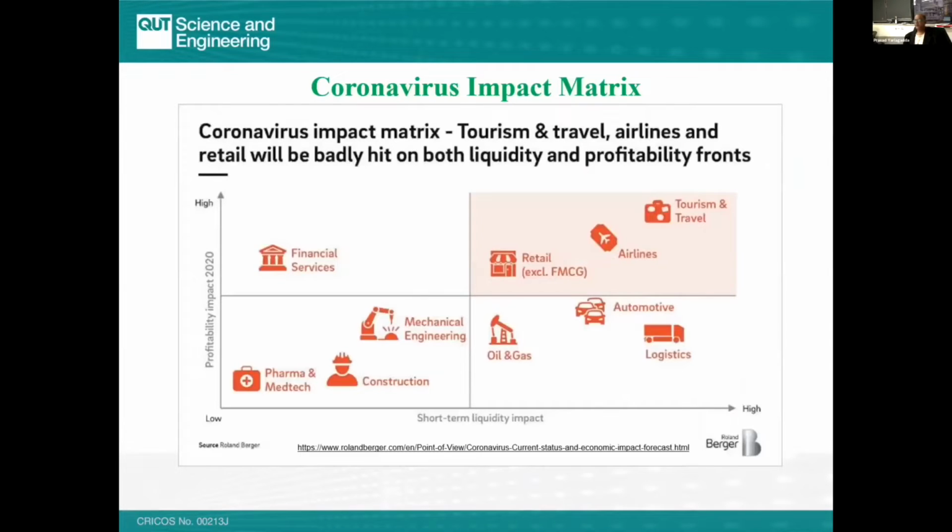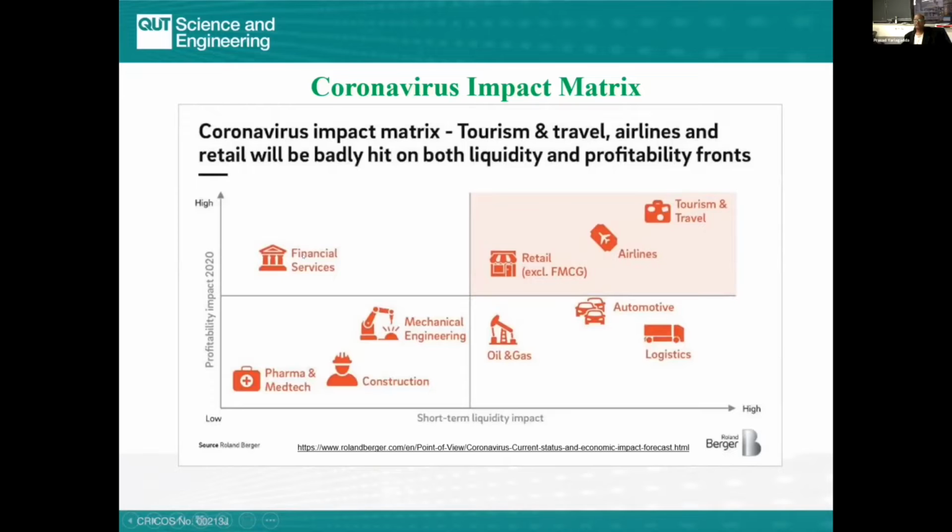If you see this impact matrix here, even though it impacted several sectors, 3 sectors are very highly impacted: the retail industry, which covers food, tourism, and other kinds of things; the aviation industry; and tourism and travel. These sectors are very badly impacted when compared to all other sectors. But there is impact on the oil and gas industry, automobile, logistics. You can see there are short-term impacts and some long-term impacts, and financial services.